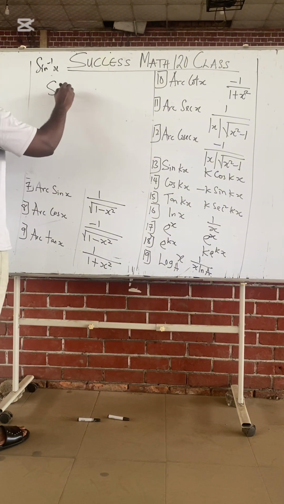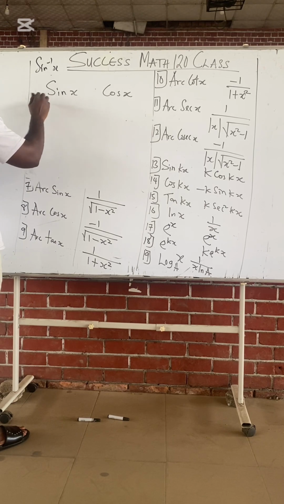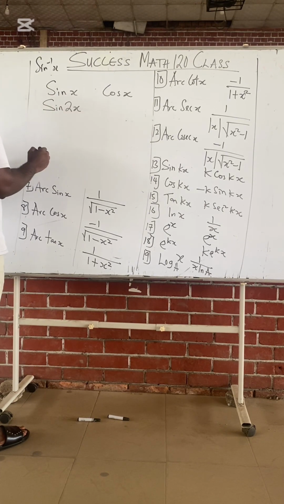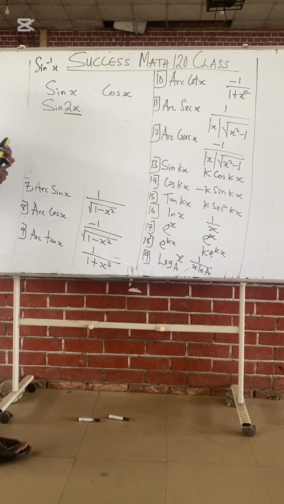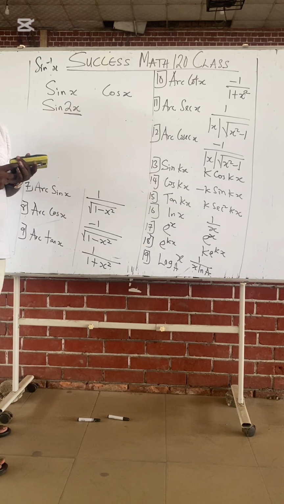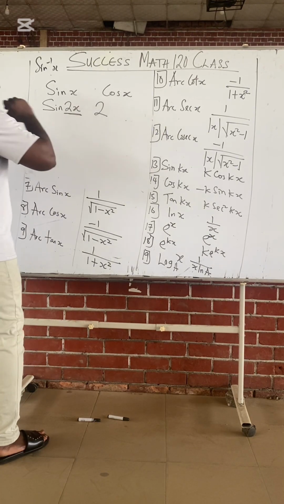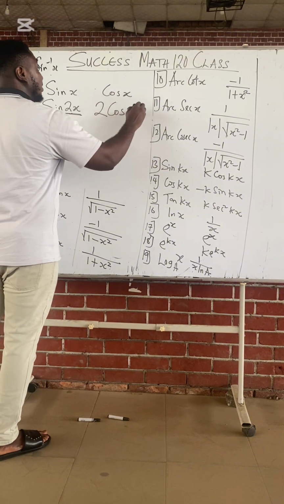Sine x gives cos x. What if it is sine 2x? Class, differentiate sine 2x. First of all, focus on this 2x. Anytime they ask you to differentiate sine 2x, focus on the 2. Differentiate 2x, you're going to have 2. Now, sine will change to what? Cos. Repeat your 2.